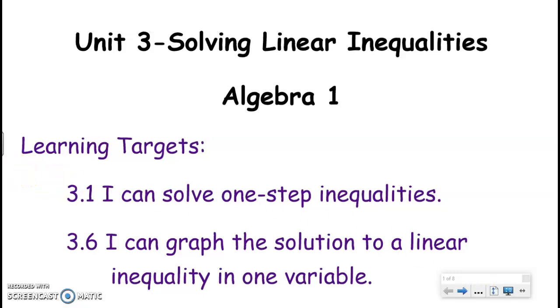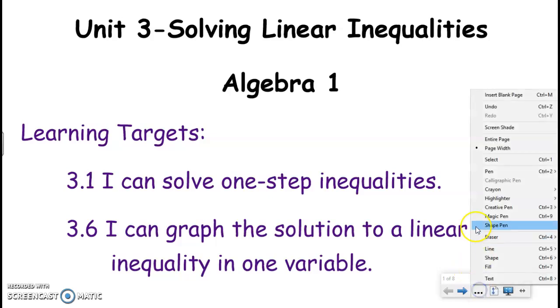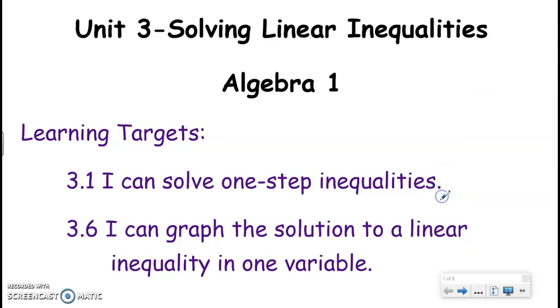Good morning. Today we're going to begin Unit 3 and talk about solving linear inequalities. Our learning targets today are solving one-step linear inequalities and then also graphing the solution on a number line. This is the second part of our equations and inequality scale.